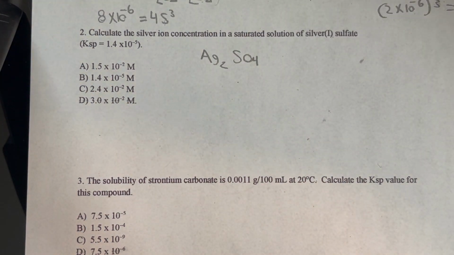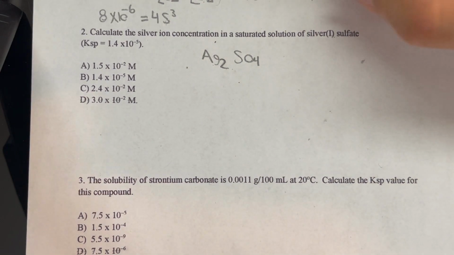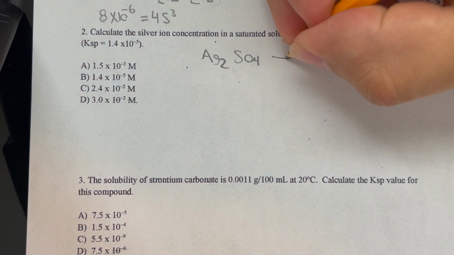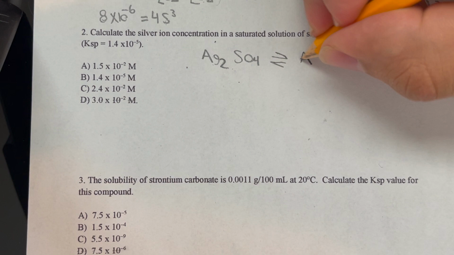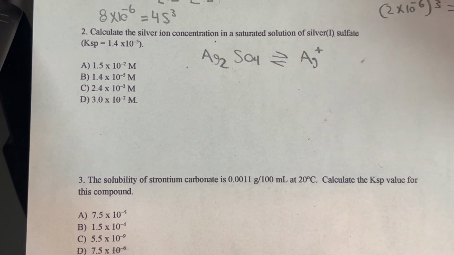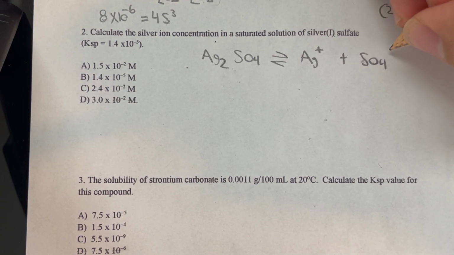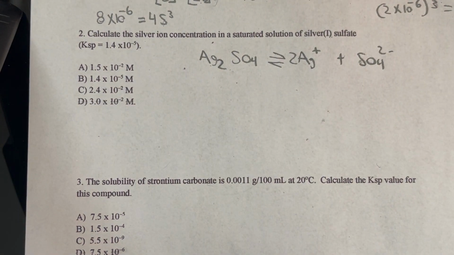So we're gonna do this, right? So it's a silver 2 sulfate, and silver 2 sulfate is insoluble, so it's going to reach equilibrium, and it'll split off into silver +1 ions and sulfate ions, and then we'll balance here. Right, that's all we have to do.